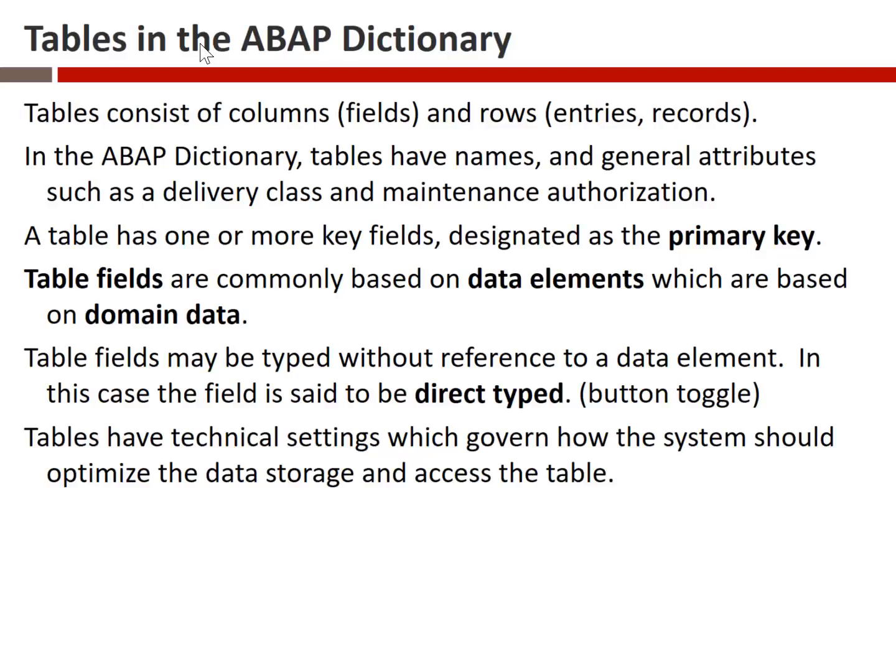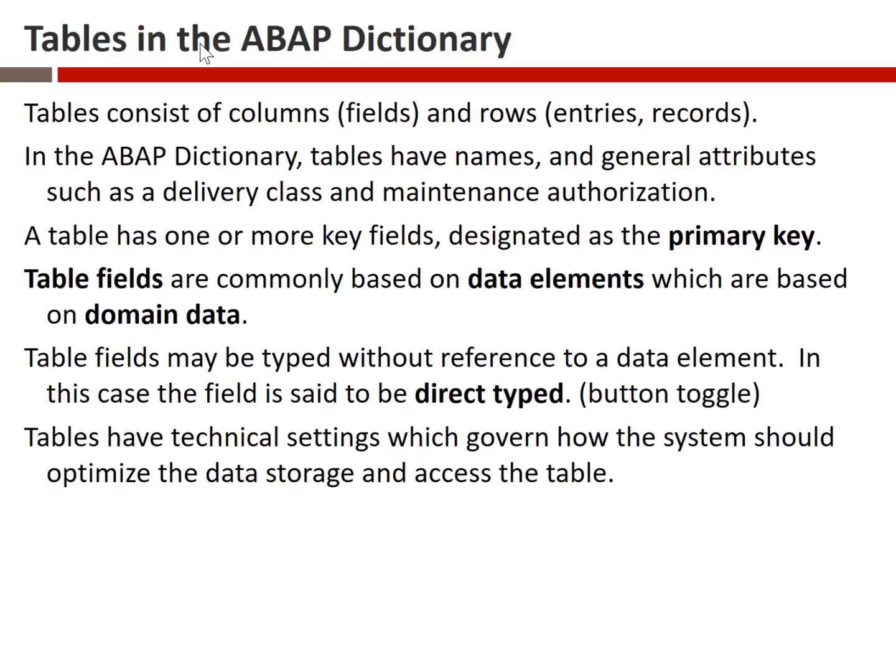Tables have technical settings which govern how the system should optimize the data storage and access of the table. You can, for example, turn buffering on and off for a given table. In a more contemporary system where the back-end database is SAP HANA, you could designate whether a table should be row store or column store in its data organization mechanism.